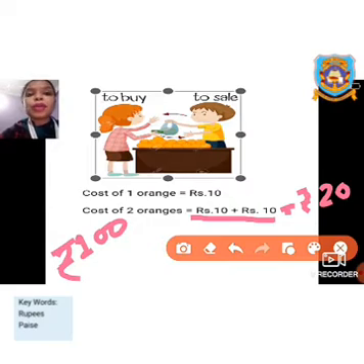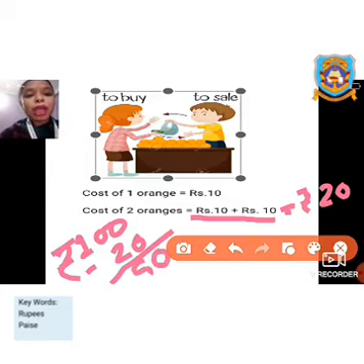Now the shopkeeper, what will he do? He will calculate how much change he should give back to the girl. So he will take the rupees 100 and subtract rupees 20 from 100. Okay, then after subtracting, how much will the shopkeeper give back? The shopkeeper will give back rupees 80 to the girl. Now in this situation, both addition and subtraction have taken place.